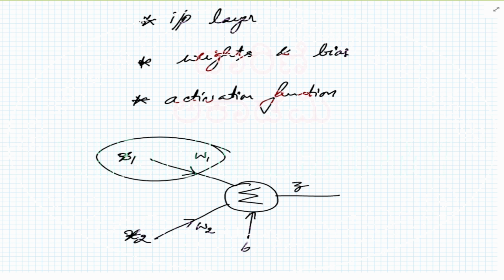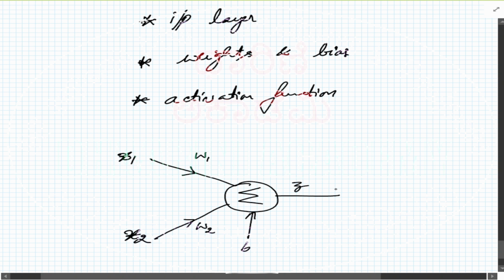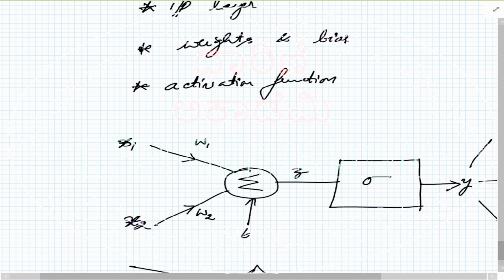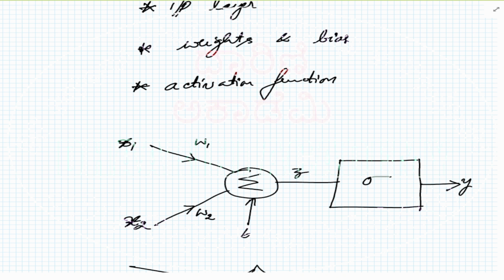Now this output may not be in the required format, right? The required format of output could be something else. So you use what is called sigma. This denotes the activation function to generate y. y is the output which is given to the next neural network. Okay, so this is the representation.